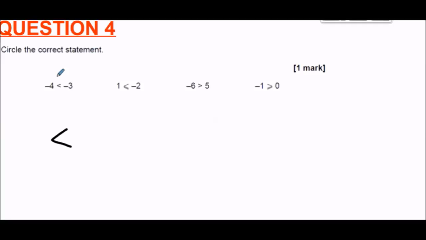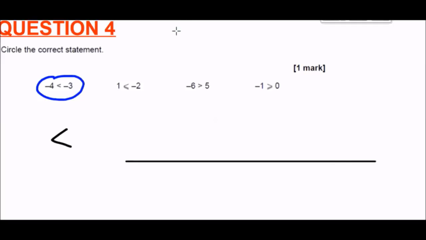It would have to be this one, because -3 is less negative than -4, and so -3 is actually bigger than -4. If you think about it on the number line, if I just draw a line here, and imagine this as a number line. So I'm going to just put some numbers on here.